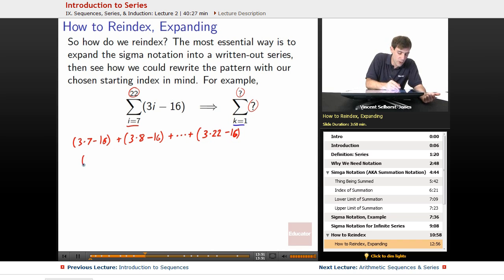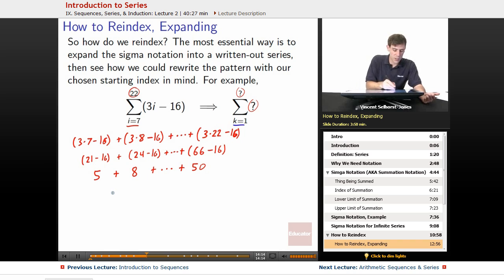So 3 times 7 would get us 21 minus 16, plus 3 times 8, 24 minus 16, plus dot dot dot, plus 3 times 22, 66 minus 16. So 21 minus 16, that's 5, plus 24 minus 16, that's 8, plus dot dot dot, plus 66 minus 16, that's 50. So we look at this and we might realize, oh, what it's doing is it's going up by 3 each time. And that makes sense since we started at 3i. So it's going up by 3 each time.